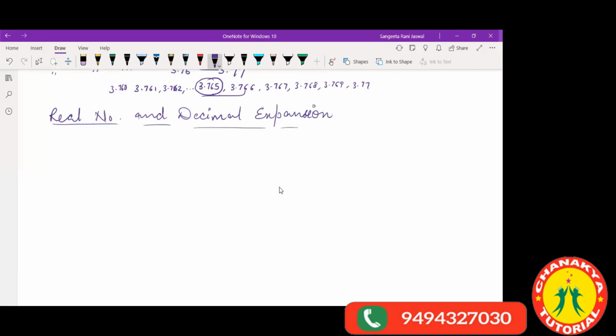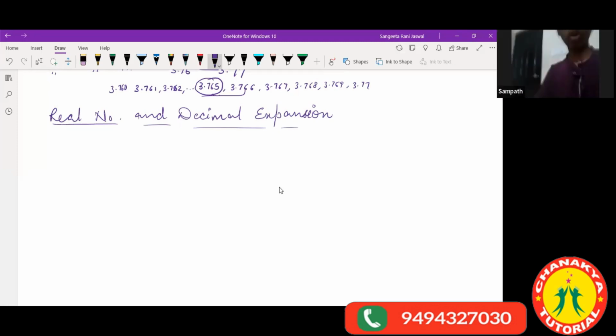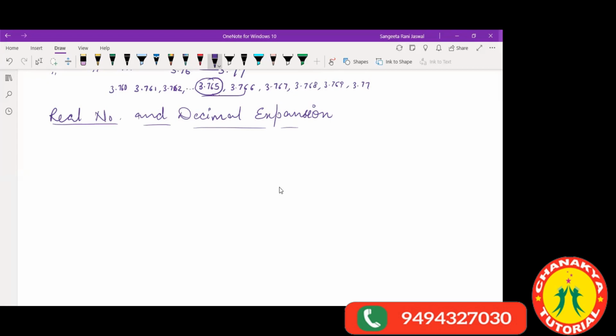So, real numbers and their decimal expansion. Now see, children, just by looking at the number, it is very difficult to find whether the number is rational or irrational, isn't it? Just by looking at the number, can you say whether it's rational or irrational? No, I don't think so. But when we find its decimal expansion, then it becomes easier for us.